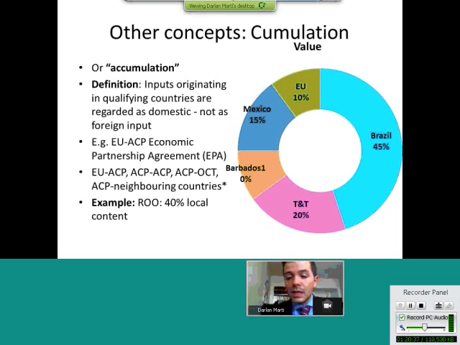So, as you see there in that example, although Trinidad and Tobago only has 20% of the value of that good, it will still be considered to be the origin of the good because it's cumulating with the other countries and meeting the 40% local content requirement. I hope this is now clearer.